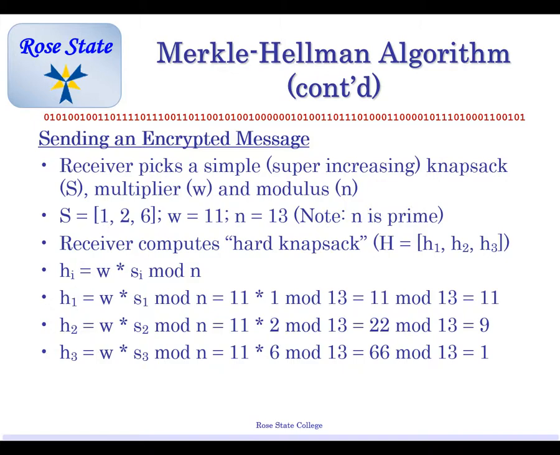So here we picked 1, 2, and 6 as our simple super increasing knapsack. First thing we do is check it. Is 2 bigger than 1? Obviously. Is 6 bigger than 2 plus 1? Yeah. Obviously. Okay. But again, we're working with teeny tiny little baby numbers here. If we had 200-digit numbers, this would be a little bit harder to do. Okay? Plus, this can be automated anyway. Then we have our multiplier, which is 11, and our modulus, which is n.